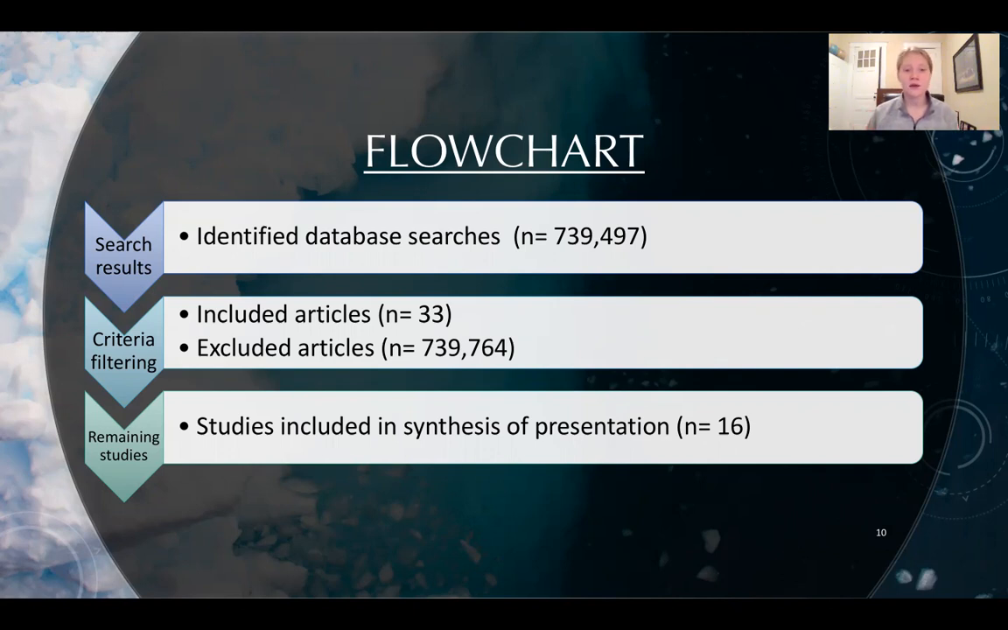So the criteria I used throughout filtering, we discussed my inclusion and exclusion criteria, and doing so, I was able to include 33 articles in my research, and I was able to exclude some articles. That number is actually a typo. So I was able to take out 33 and include those. 739,497 minus 33. And that's how many I excluded.